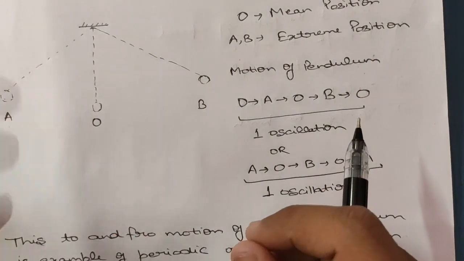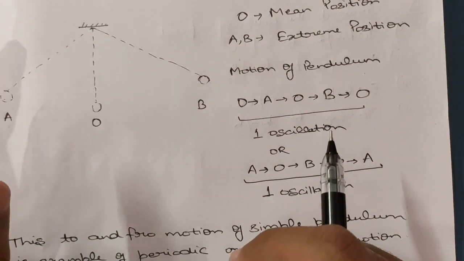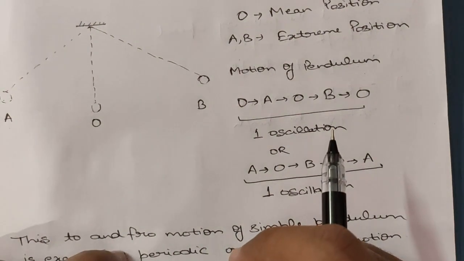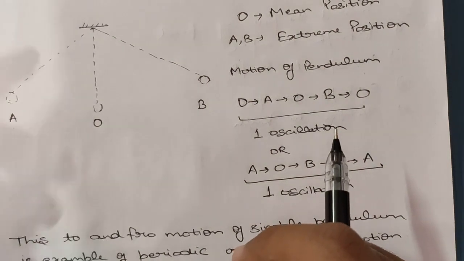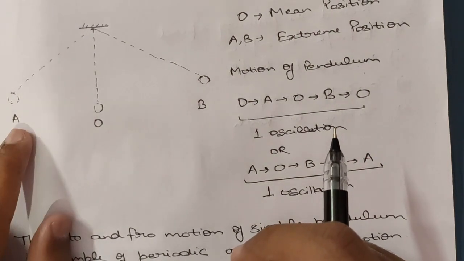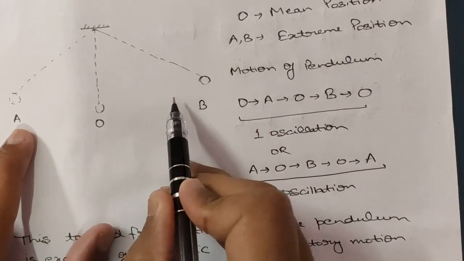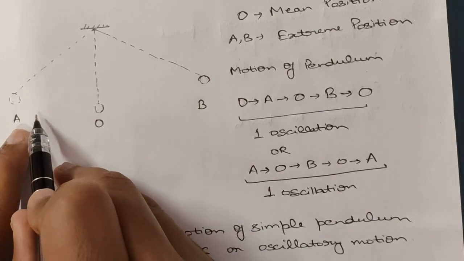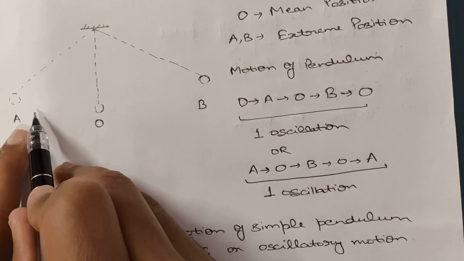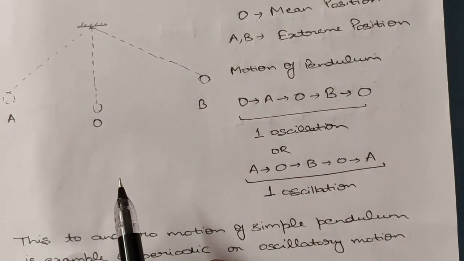Or we can also look at it from the extreme position. How? Let's see, if the pendulum is moving and we start its reading, or we start its motion, from our side, starting from A. Then how will it go? From A to O to B to O and then back to A. So this is again a complete oscillation. It means from where it started, it has to reach there again. This is known as one complete oscillation.